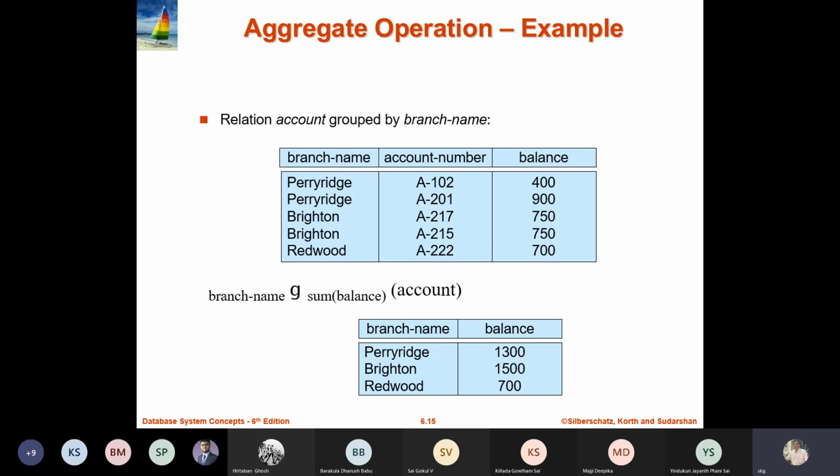So we have Perry as 1300, Bricktown, oh sorry, I missed that it is grouped by the branch name. If the branch name is not there, it could have been added as a whole, and the sum would be only the balance. So we have the branch name and the sum as the output attributes of the resultant relation, the branch name and the aggregate of that particular branch. In this case, Perry is 1300, Brickton 1500, and Redwood 700 as the units of the balance.